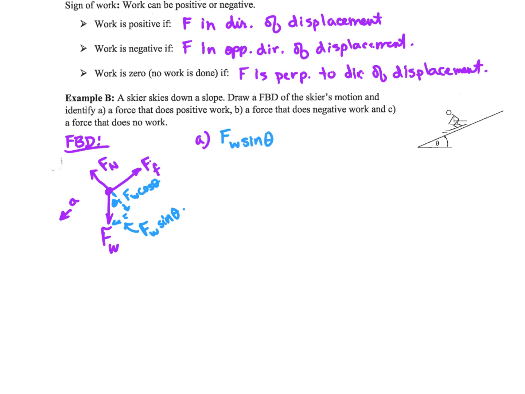Now, negative work would be whatever's in the direction opposite the motion, which would be the force of friction. And that would be it. And then C, the force that does no work, would be the perpendicular forces, which would be the normal force and the component of gravity that is perpendicular, which would be F_W cosine theta. Okay? So those would be the forces for negative work, positive work, and no work.